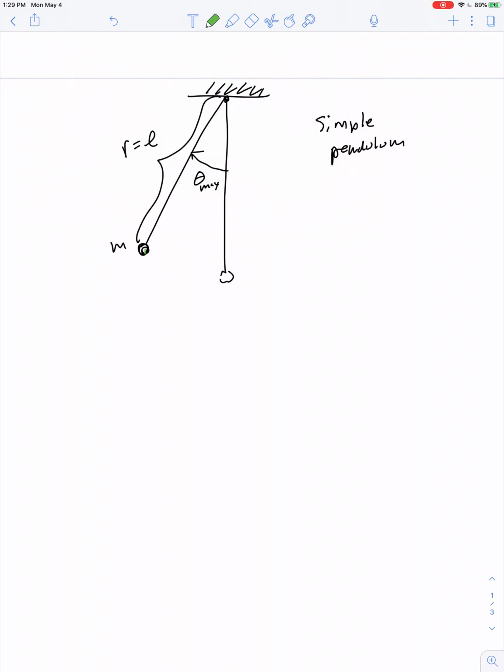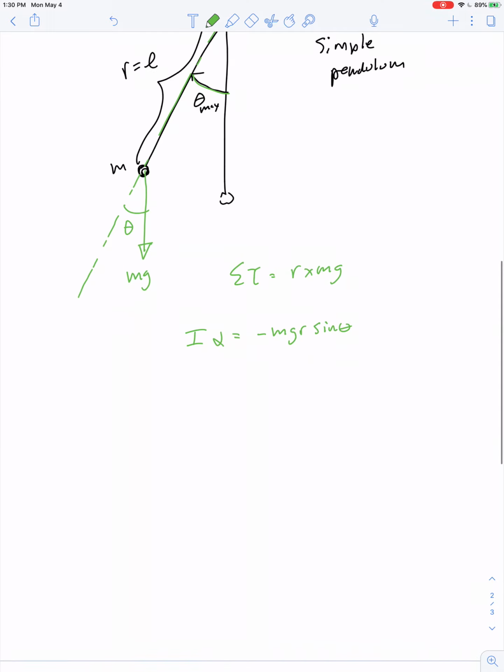Newton's law for rotation. The force of gravity, m g, pulls. We could extend this lever arm along this line of action, so this angle theta is the same as this one. So there's a net torque equal to r cross m g. That means I alpha is equal to negative m g r sine theta. I times the second derivative of angular position with respect to time is negative m g r sine of theta. Let's see.